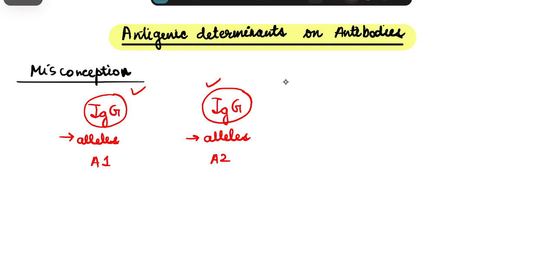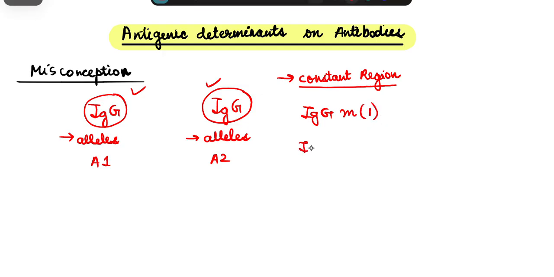Always remember that allotypes are also caused due to variations in the constant region. Suppose I take the IgG example. Due to one allele there is a marker 1, and suppose the similar IgG but the marker is, suppose, 23. So these two are the isotypes of each other, but the two of them are not the allotypes of each other. This is very important and you should know it.